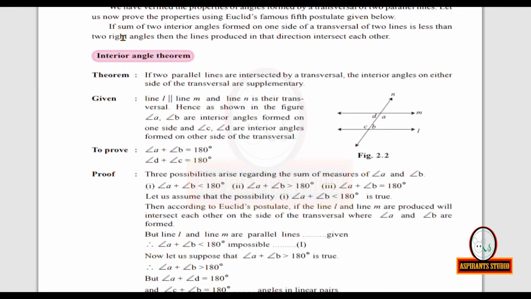Now, Euclid's postulate is, if the sum of two interior angles formed on one side of a transversal of two lines is less than two right angles, then the lines produced in that direction intersect each other. We are applying this postulate to prove the interior angle theorem.